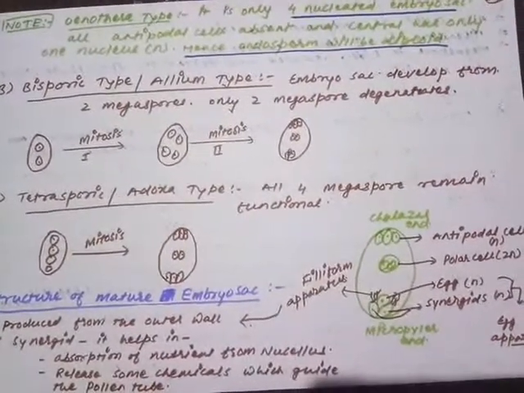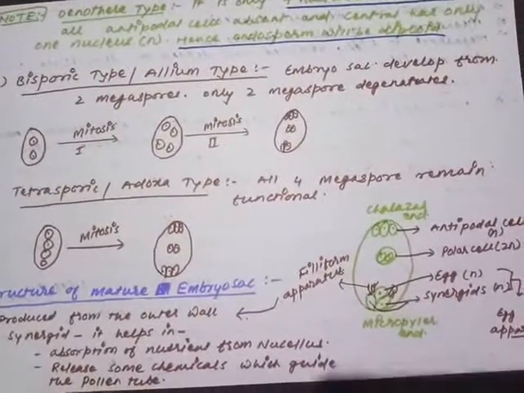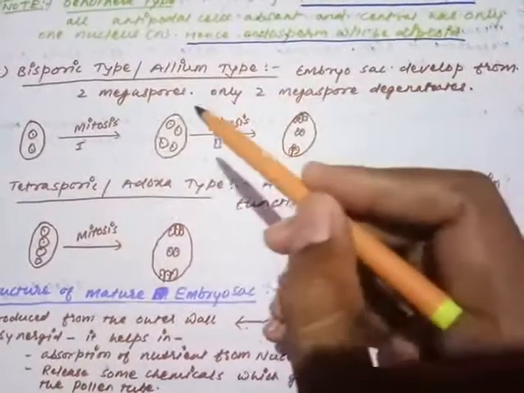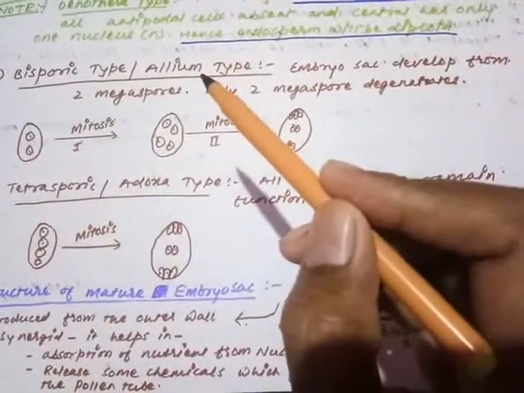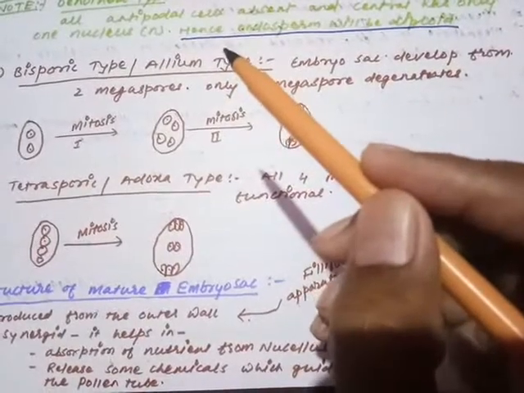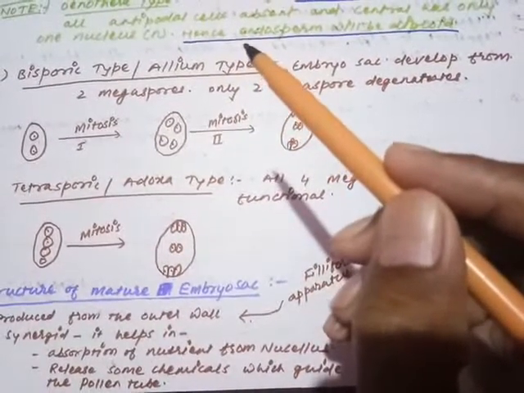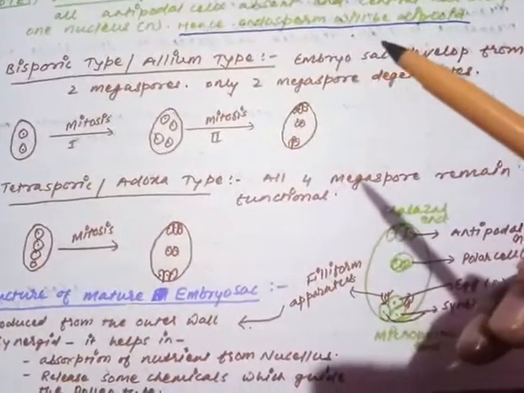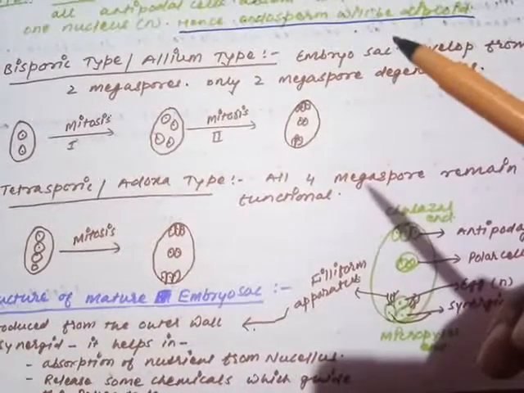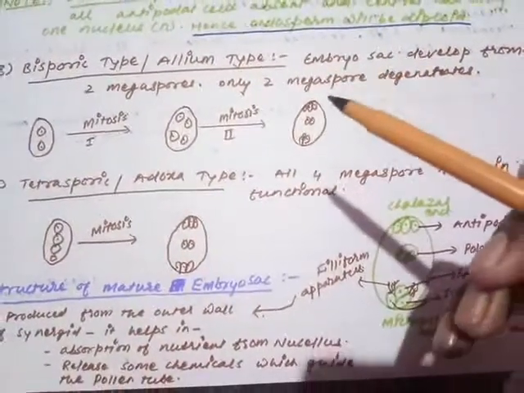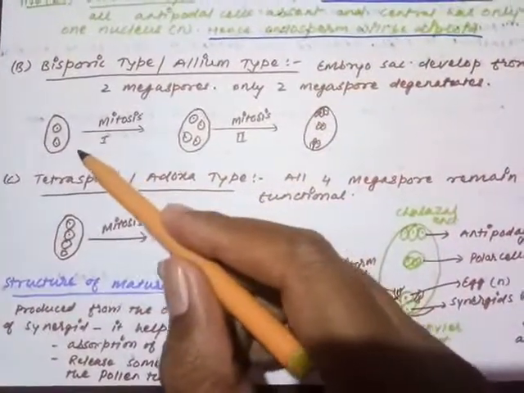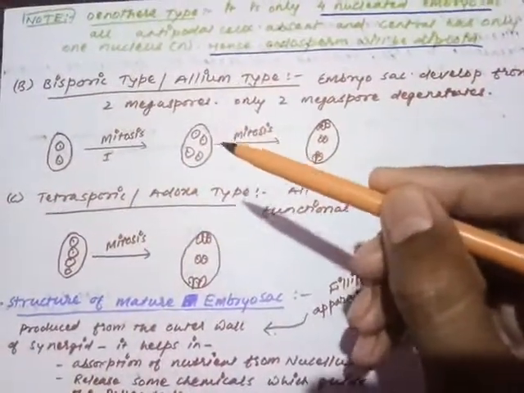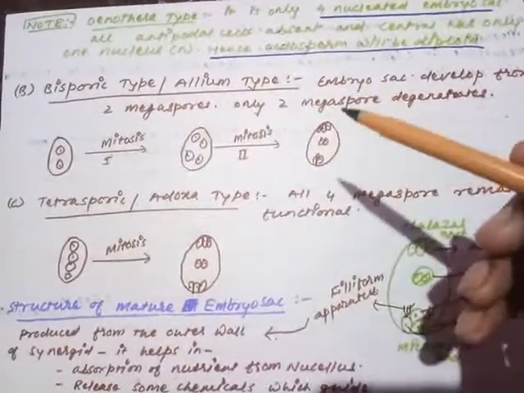That is why this is called the bisporic type. Why is this bisporic? Bisporic means the embryo sac develops from two megaspores. In the previous one, only one megaspore takes the responsibility because three megaspores degenerate, and here only two megaspores degenerate and two remain functional, so both take responsibility for development of the female gametophyte. So what will happen? Very usual cases: two nuclei undergo mitosis. The first mitosis gives 4 cells, the second mitosis gives 8 cells, and they arrange like that.